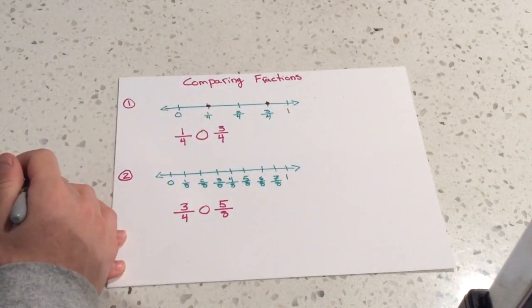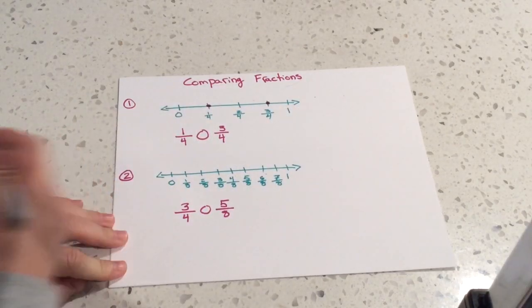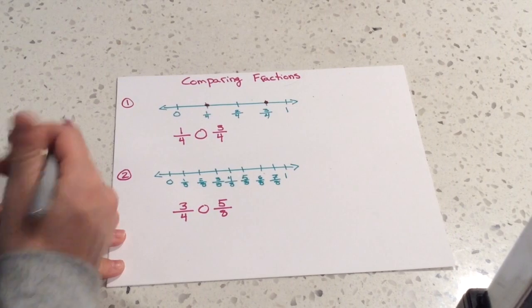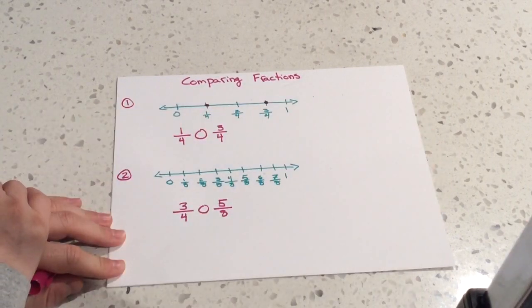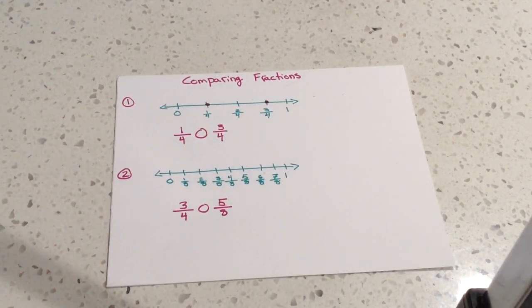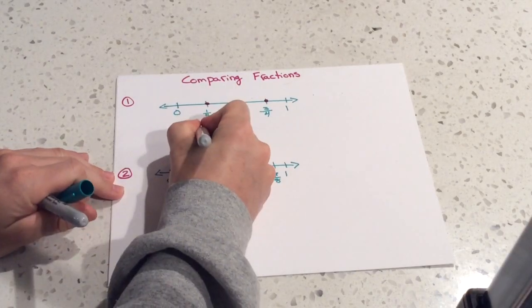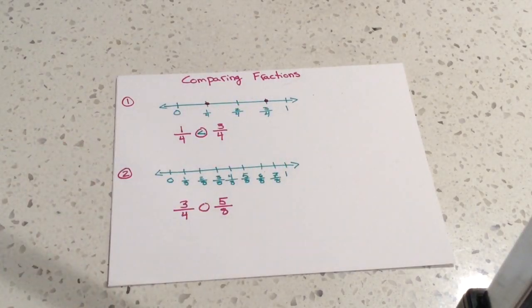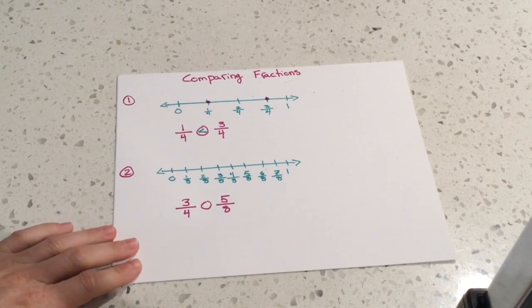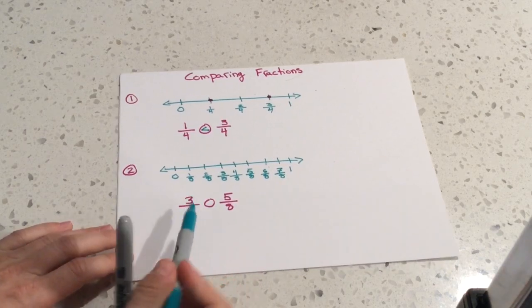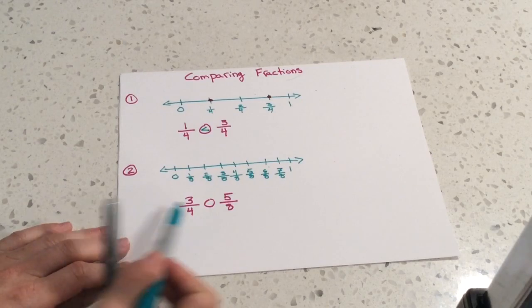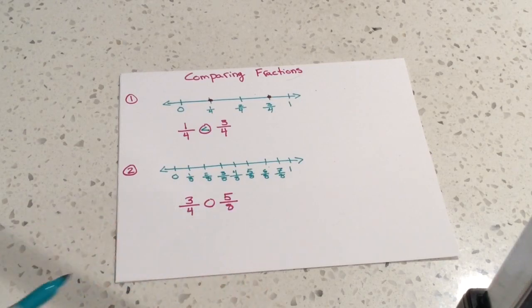Once we've placed them on the number line, now we see which one is further away from 0, which one is further to the right, which we can see is 3/4. So 3/4 is greater than 1/4. Pretty straightforward. Another type of question that you might see on the lesson plan or on the IXL practice is comparing fractions on a number line when the denominators are different.